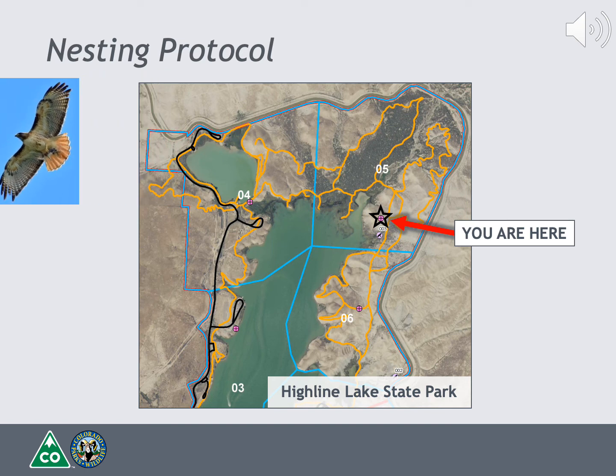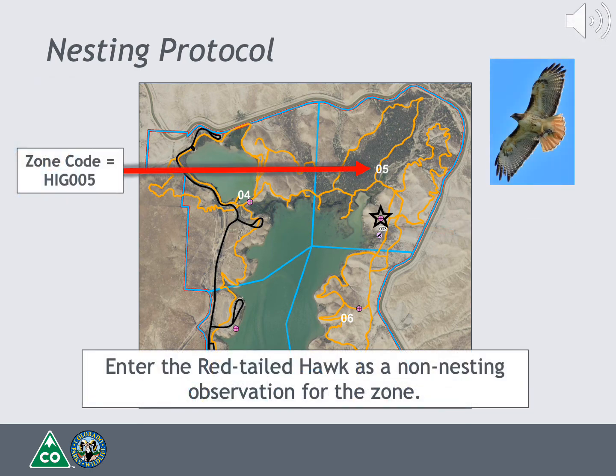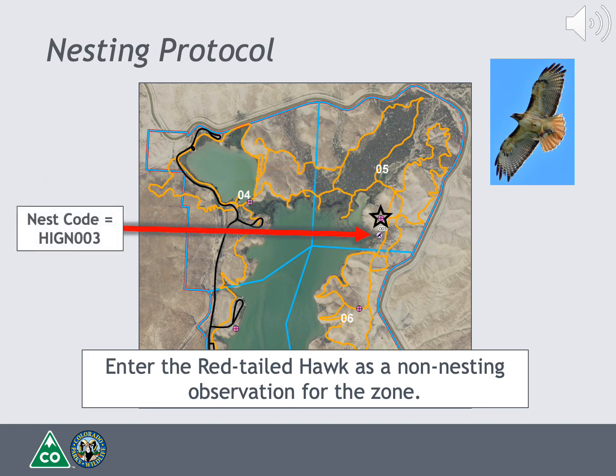While monitoring nests, volunteers should document any non-nesting raptor behavior as a non-nesting observation. For example, say you're at Highline Lake State Park, monitoring Nest 3 from an observation point in Zone 5, when you see a red-tailed hawk not associated with Nest 3 fly overhead. Record the red-tailed hawk flyover as an incidental, non-nesting observation for the zone in which you're located. In this case, the zone code would be HIG005, and the code for the nest that you're observing would be HIGN003 for Highline Lake Nest 3.